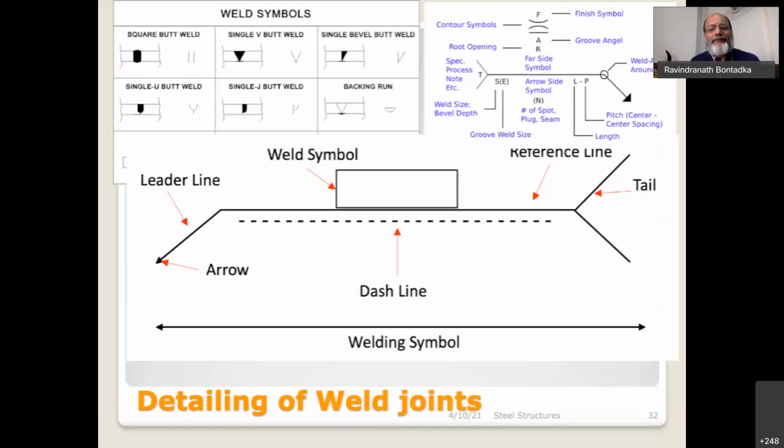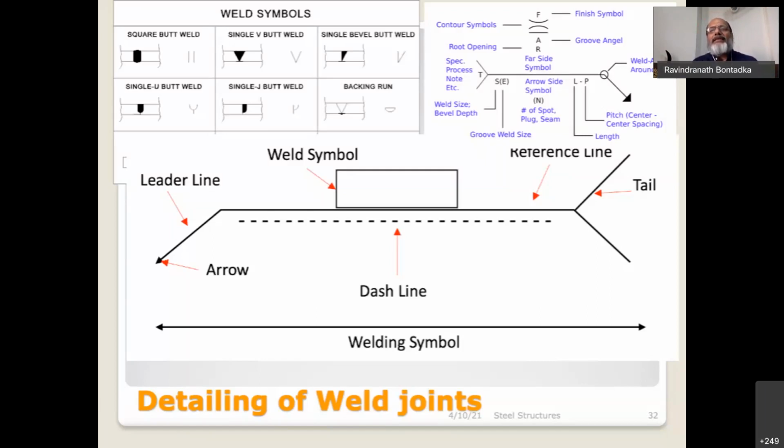Then this is very important: the detailing of the welding joints and the weld symbols. See, we have all seen this. There will be an arrow, a line with the cross arrow, the leader line, the weld symbol, reference line, the tail, and the dash line. What do these refer to? The arrow refers to the place where the welding is needed.